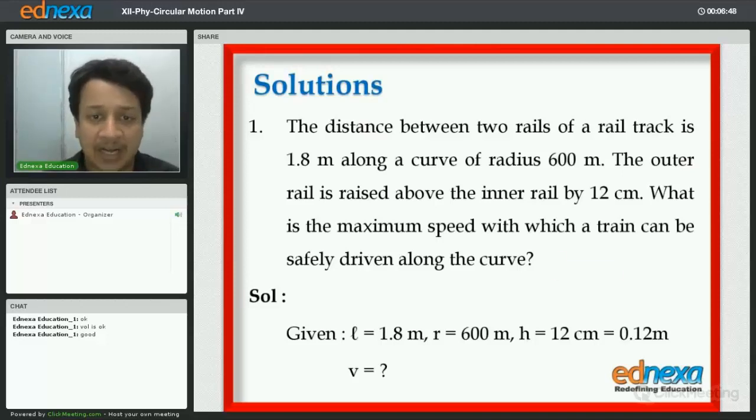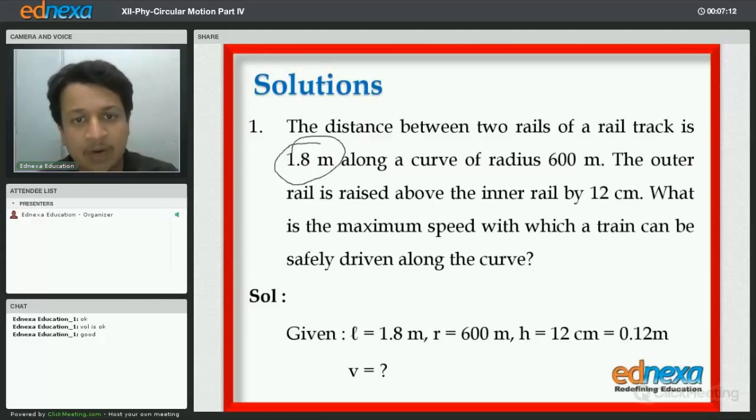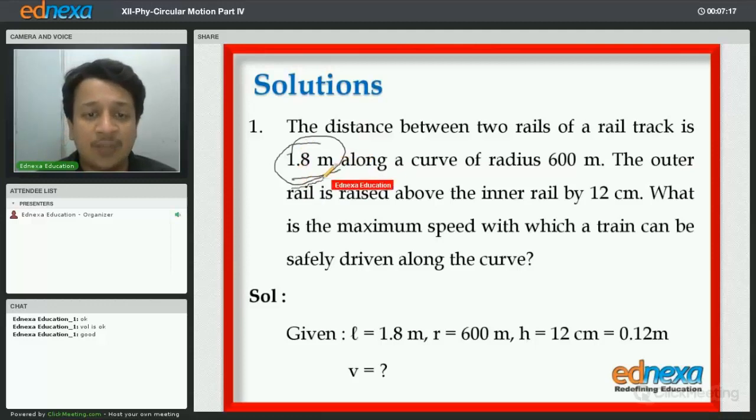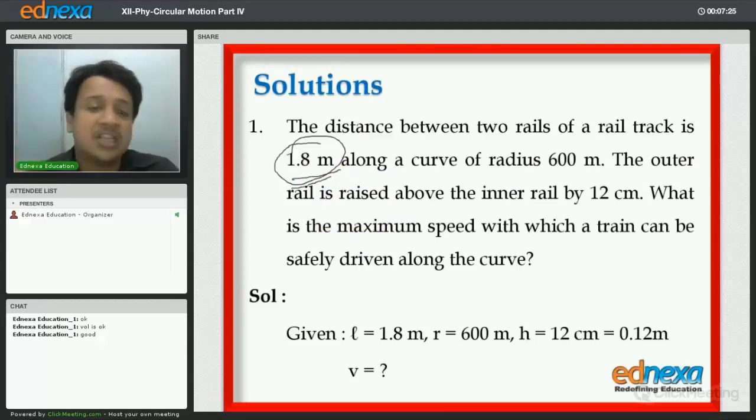Now while describing this part, I want to describe one thing, that is about this 1.8 meter. Many times you may also see the same type of numerical this way: a broad gauge track is taking a turn along a curve of radius 600 meter. So whenever you read the words broad gauge track, obviously broad gauge track is always 1.8 meter. Don't forget about it. Broad gauge track always has a distance between two rails of 1.8 meter.